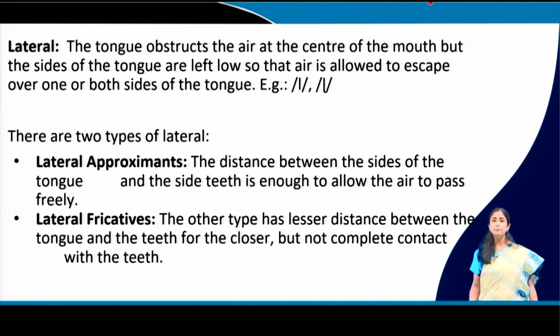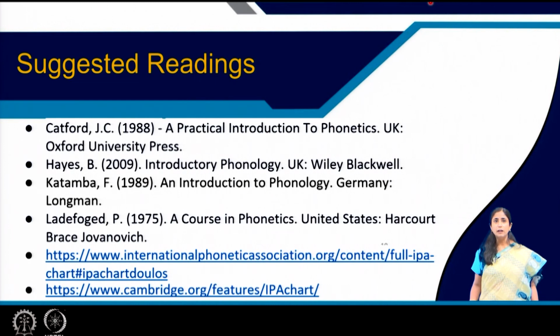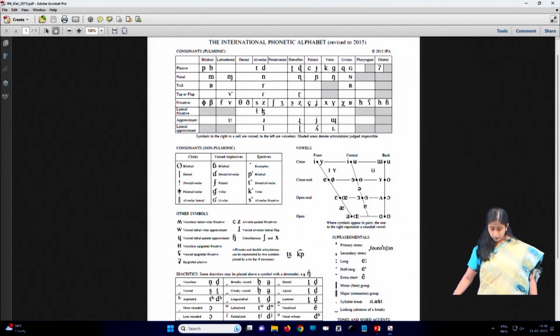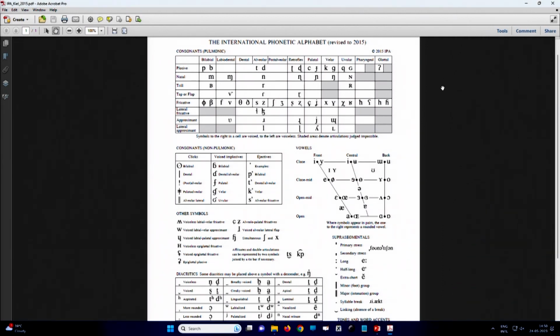So, these were about the manners of articulation. These are some of the suggested readings, but before that I will also again take you to the IPA chart, where you can see some of the diacritics. I will talk about those. You can see that these are the manners of articulation, these are the places of articulation which I have talked about, but some of you might wonder why there is so much gray shading here. This is because these sounds are not possible for humans to articulate.